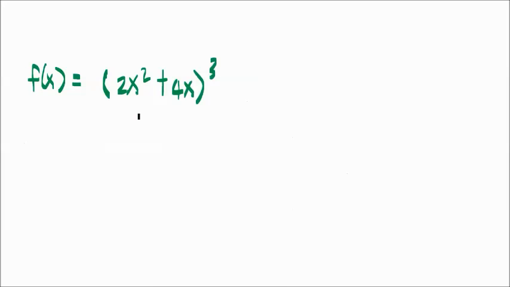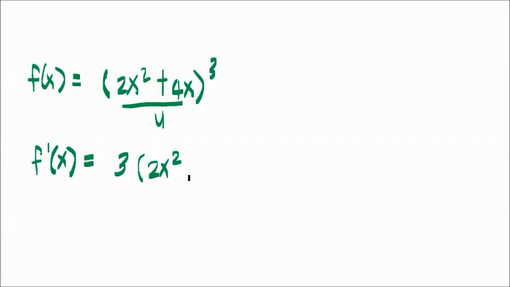Let me give you another example. For example, f of x is equal to (2x squared plus 4x) raised to 3. So this will be your u. So the derivative of this is, just bring down 3, (2x squared plus 4x), and then 3 minus 1 is equal to 2, then the derivative of u. The derivative of u is equal to 4x plus 4.